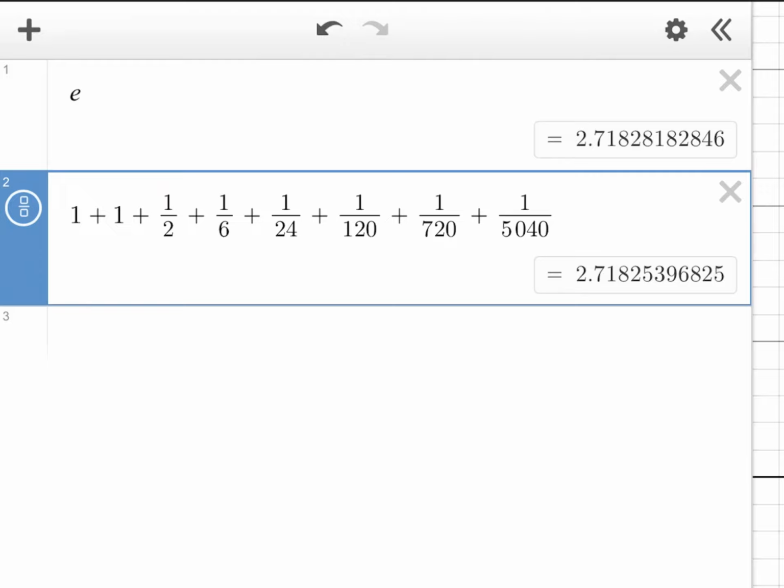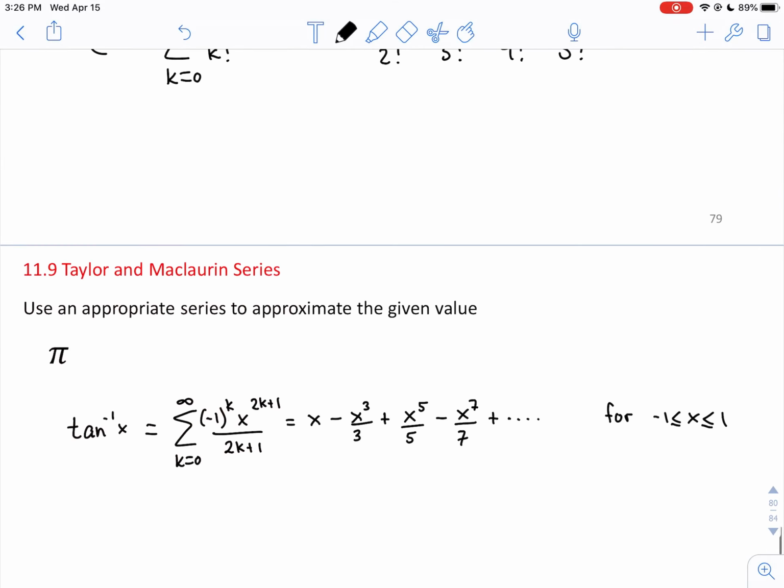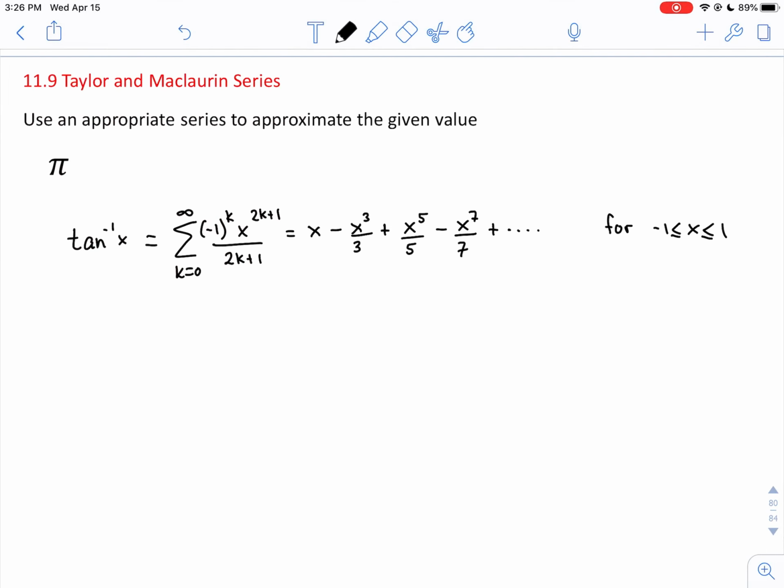So the size of the tail is extremely small at this point. The bulk of the work was done by the first 8 terms of this series. Now let's find an approximation that helps us figure out what pi is.